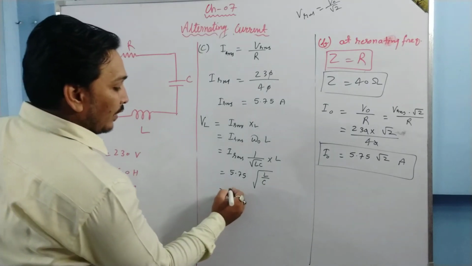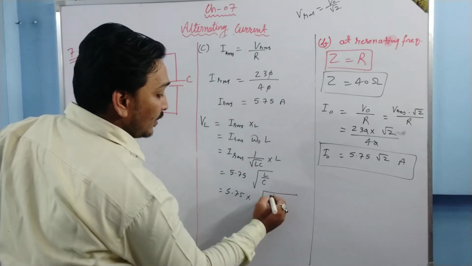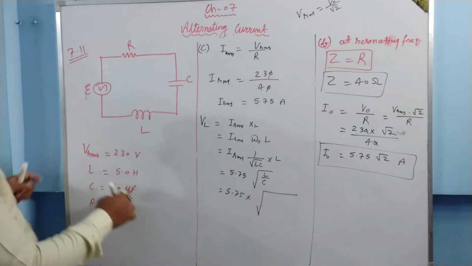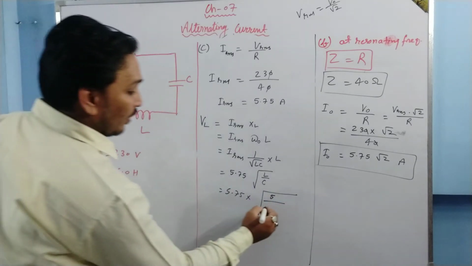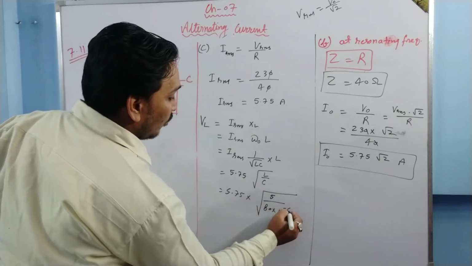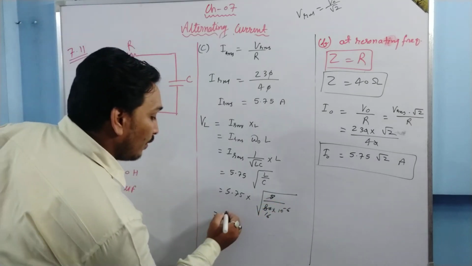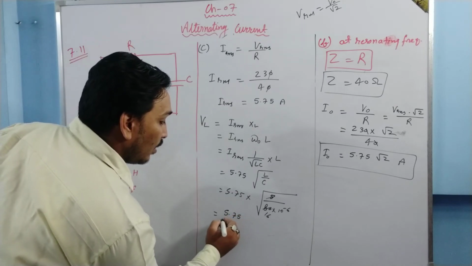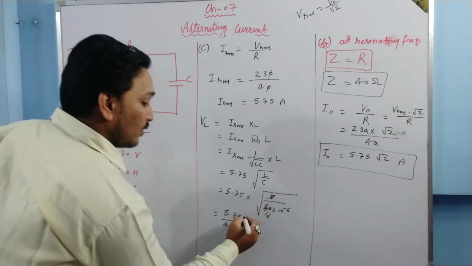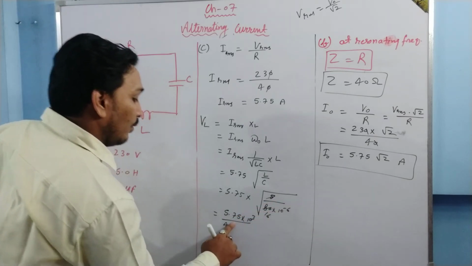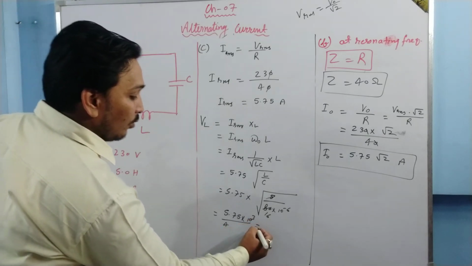So 5.75 multiplied by under root L, which is 5 Henry, and C, which is 80 microfarad, so 80 multiplied by 10 to the power minus 6. 5 will cut 80 16 times. Now I am going to have 5.75 upon a square root of 16, which is 4. Square root of 10 to the power minus 6 will become 10 to the power 3 in the numerator. Now 4 will cut 1000. 10 to the power 3 is 1000.